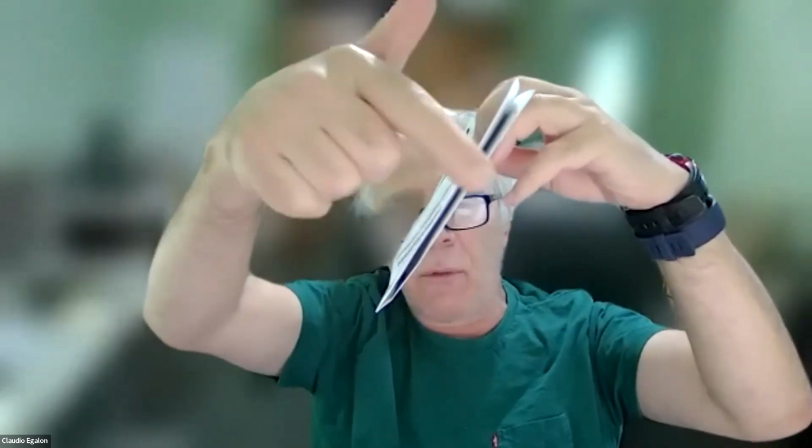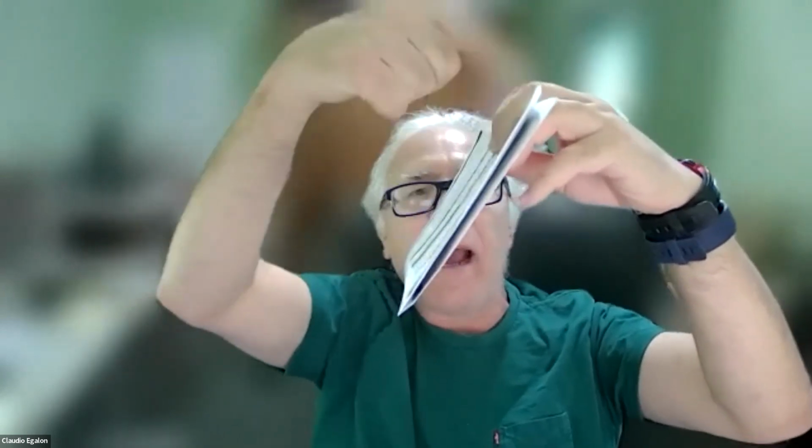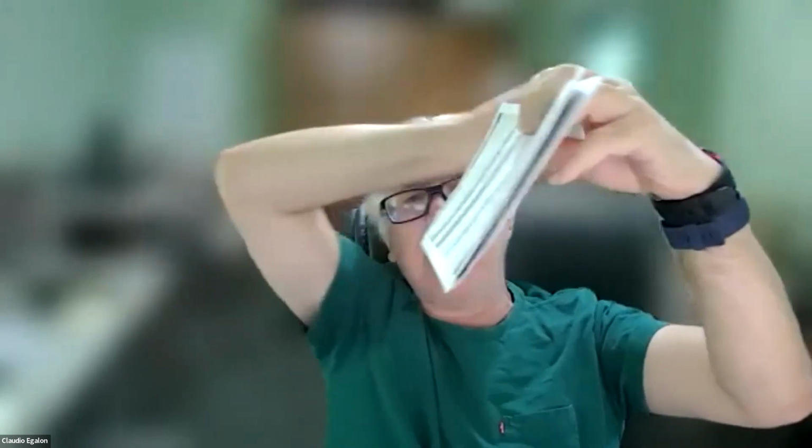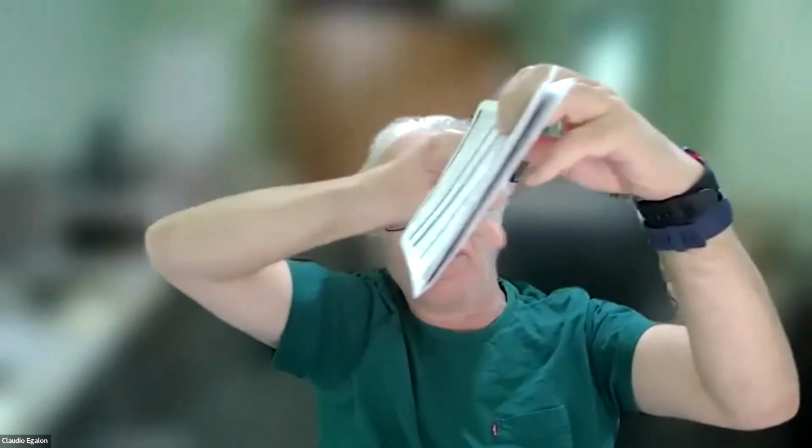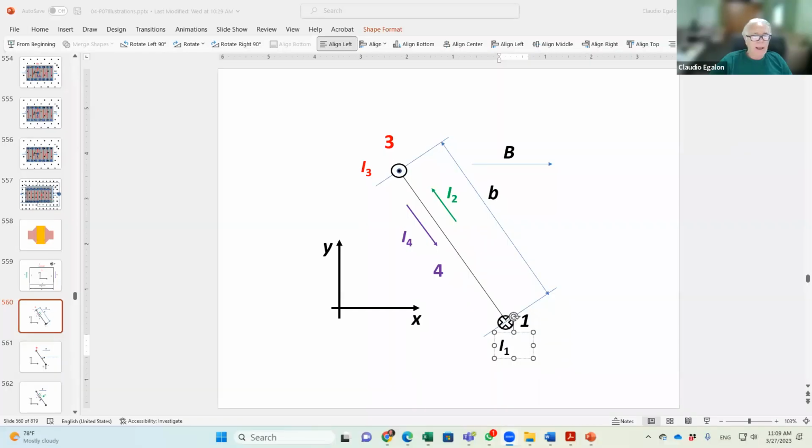In the case of your referential, I1, I2, I3, I4, and the magnetic field in the horizontal direction. I1 is in this direction for you, right? So I1 cross B, there will be a force applied to that. Now I can go back to my PowerPoint slide. Here you go.